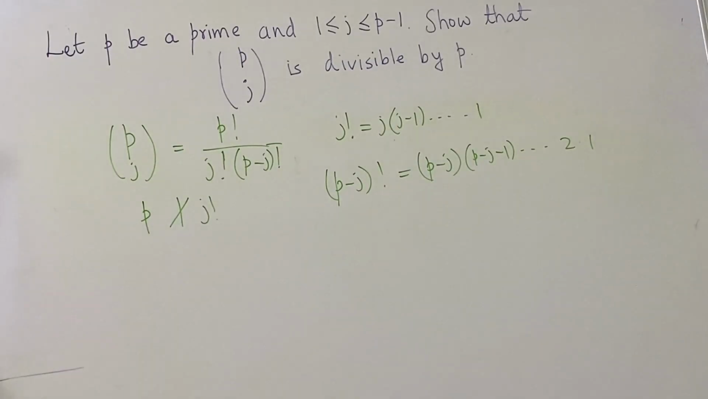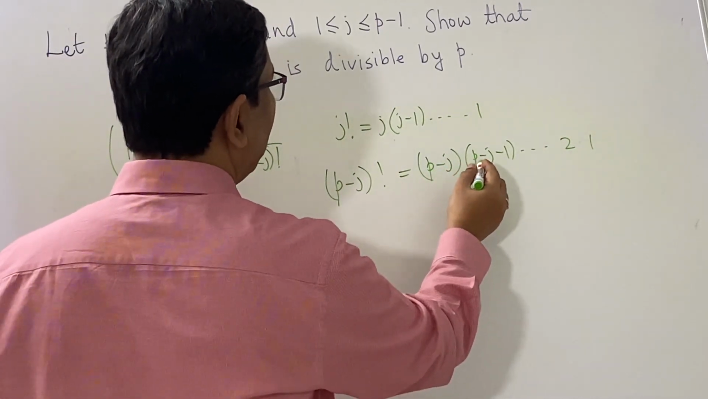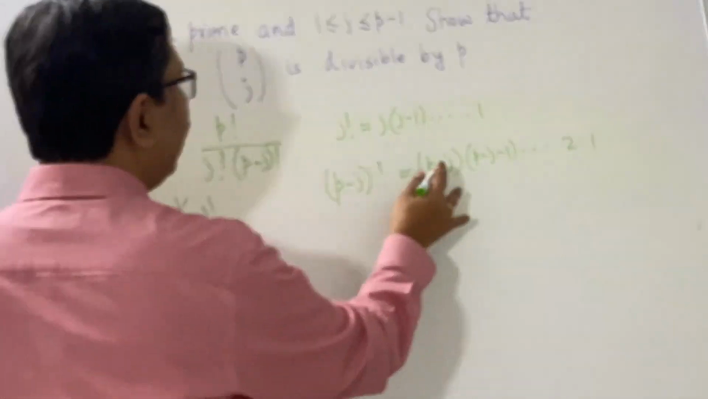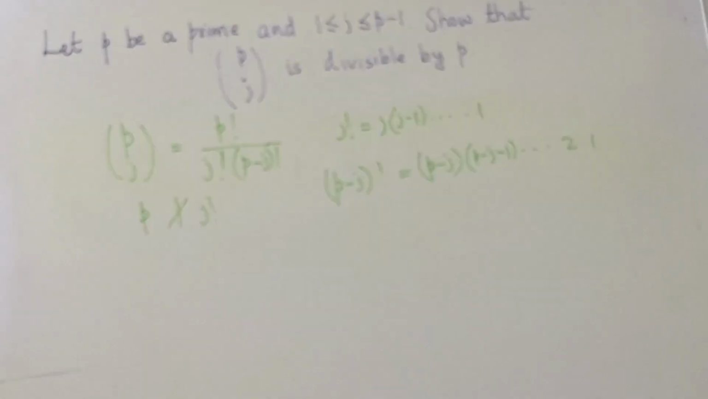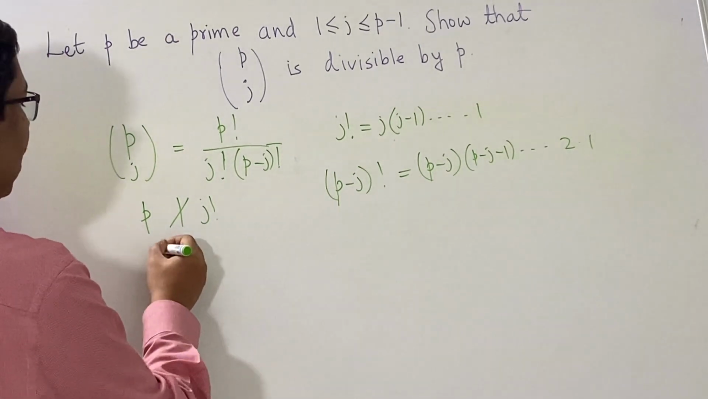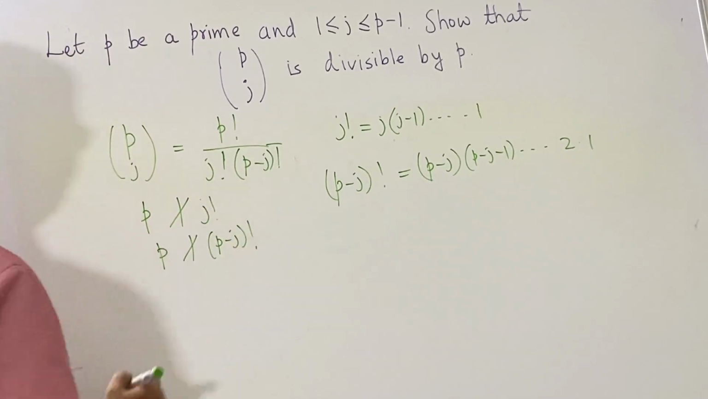Again, when we look at P minus J factorial, this is P minus J times P minus J minus 1, etc. up to 1. And all of these numbers are less than P. So they do not divide P because P is prime. So P doesn't divide P minus J factorial.